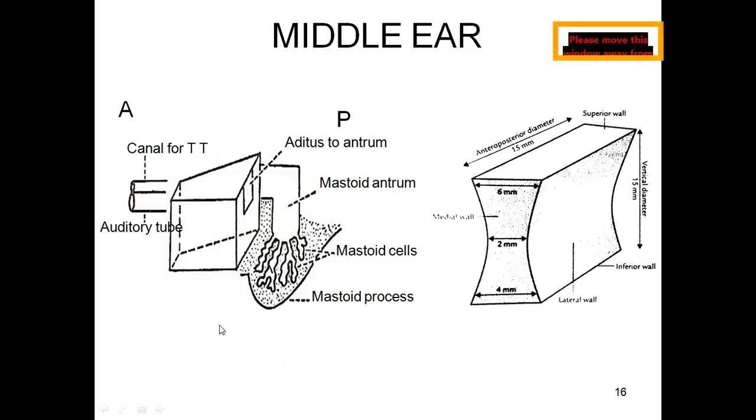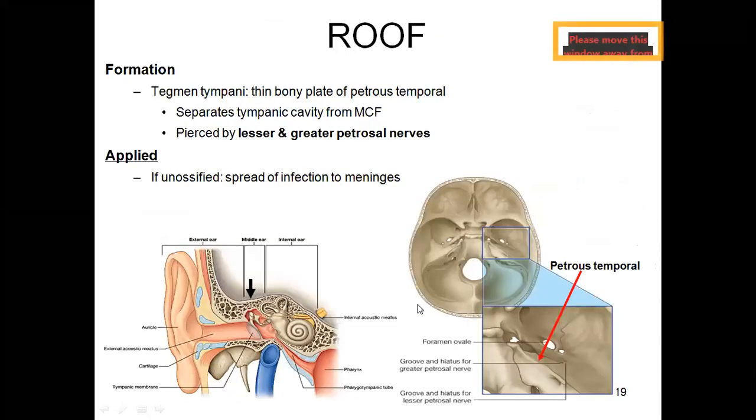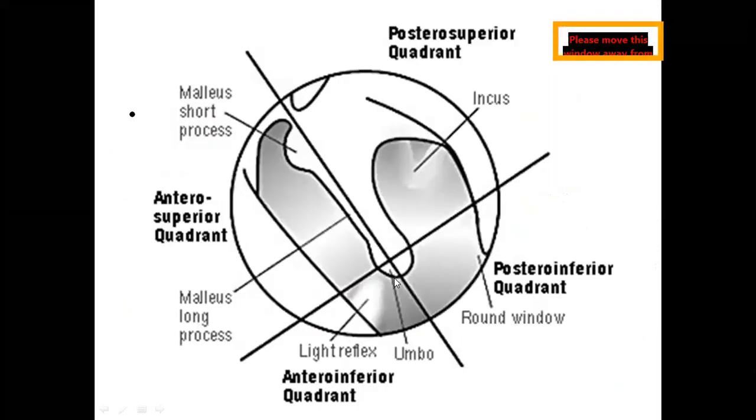Now we are moving to a very important topic which itself can come as an essay question, that is middle ear. I told you, you have to imagine the middle ear as if it is a room or a cube or a box which has 6 sides. It has a roof, a floor, a lateral wall, a medial wall, then an anterior wall and a posterior wall.